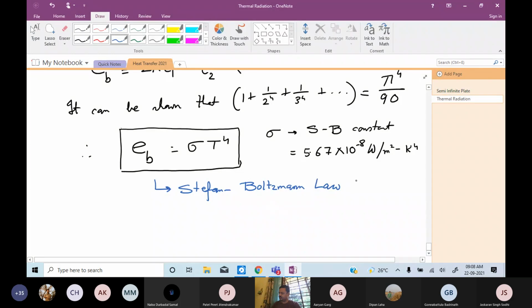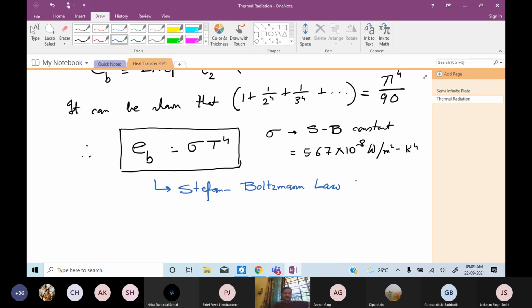So far we took it at face value. This is a law, we have to abide by it. But what we have seen is that it can be derived, starting from Planck's law and the basic definitions of what is monochromatic emissive power and what is emissive power. Now, friends, please note what we have done. We have derived Stefan-Boltzmann law from Planck's law.